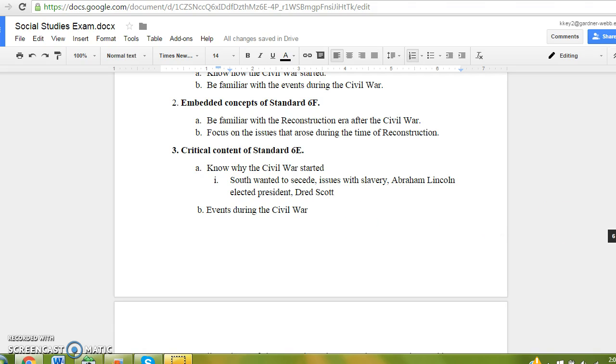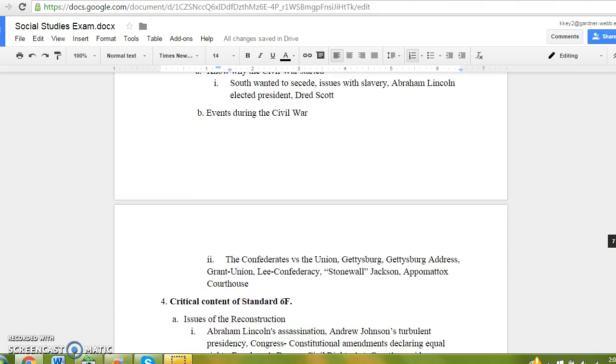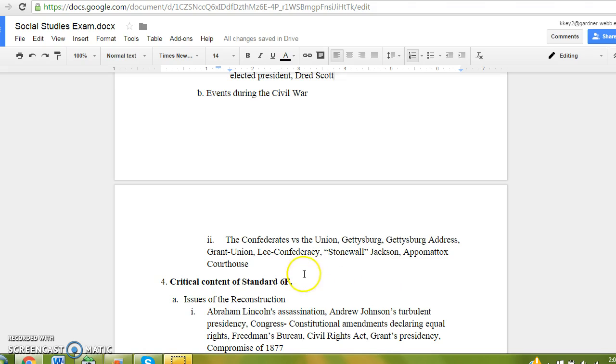I also have to be familiar with some of the events during the Civil War, and so you have the Confederates versus the Union. You've got Gettysburg, the Gettysburg Address, Grant, who is the general of the Union, and Lee, who is the general for the Confederacy. You have Stonewall Jackson, the Appomattox Courthouse, of course.